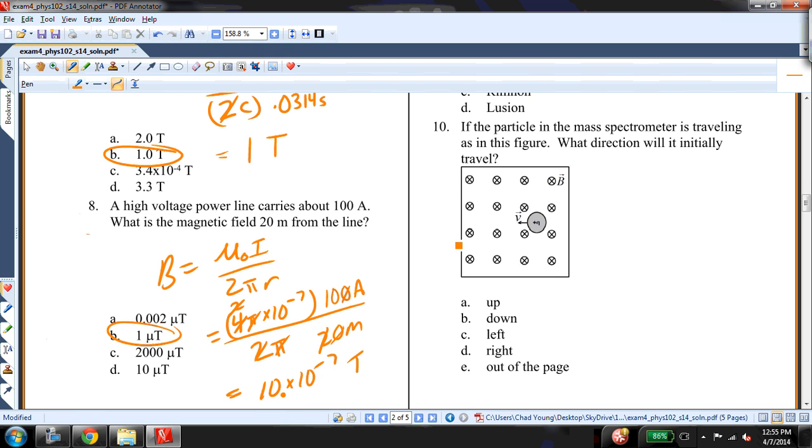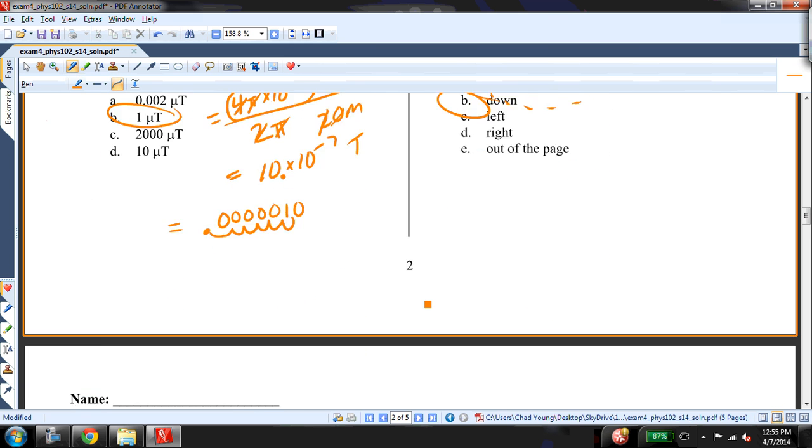A particle in this mass spectrometer is traveling. What direction will it initially travel? Okay, well, our velocity is in this direction. The magnetic field is into the page, and so it's going to cause a force initially in this direction. And it's actually going to cause a circular path like this. All right, so the force is down. Number 10 is B.